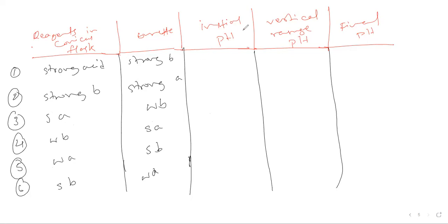So the initial value of pH is always for the conical flask. This is always in the conical flask. This is also for the conical flask. We can only calculate the pH for the conical flask. We cannot calculate the pH for the burette. So these are actually the values for the conical flask.